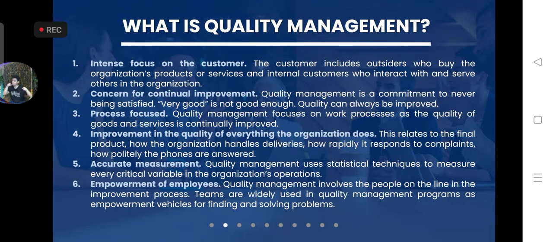Next would be accurate measurements. Quality management uses statistical techniques to measure every critical variable in the organization's operations. These are compared against standards to identify problems, trace them to their roots, and eliminate their causes.